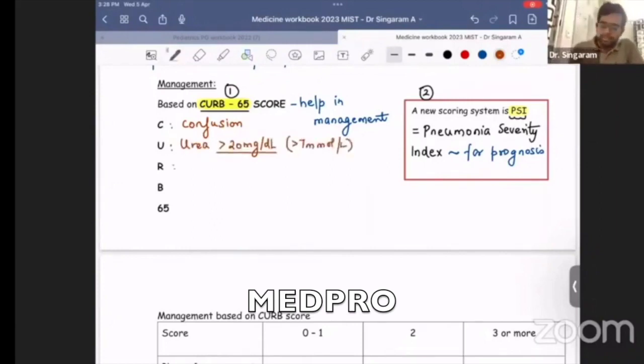R is for the respiratory rate. Obviously, what will happen to the respiratory rate? Respiratory rate will be increased to more than 30 per minute.